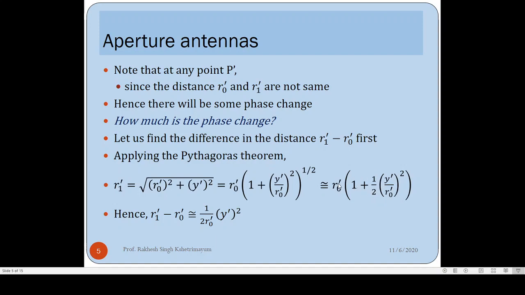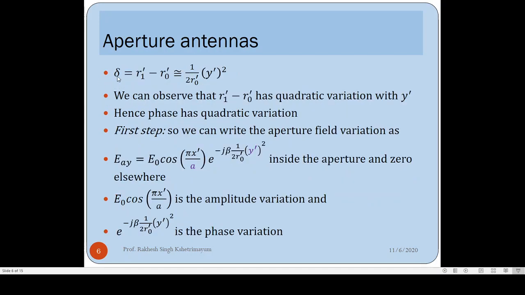This is what you have here. Transfer this R0 dash to the left hand side. You have the difference between R1 dash minus R0 dash is equal to 1 by 2 R0 dash y dash square. So this is the path difference of R1 dash and R0 dash. Once we have that, we can find out how much is the phase difference. So we'll denote this path difference by delta. Look at this expression for delta, it's in quadratic form. So people usually say that the change in the phase is in quadratic nature.